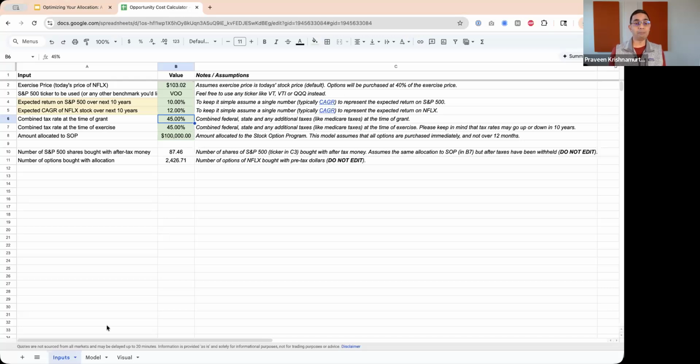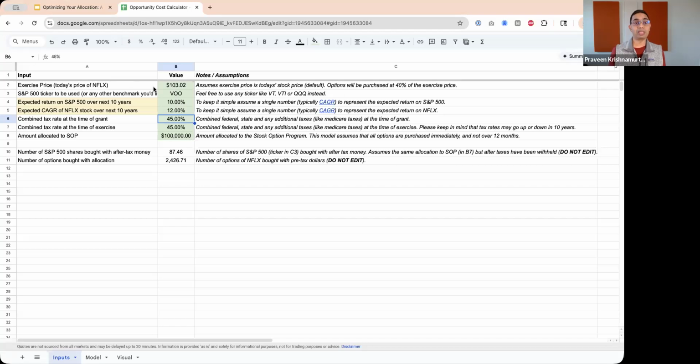And here there are 3 tabs. I will be sharing this spreadsheet with you at the end of the webinar. Let me walk you through it right now. So you have inputs, model, and visual, there are 3 tabs here. On the inputs, anything that is highlighted in green, you can change it.